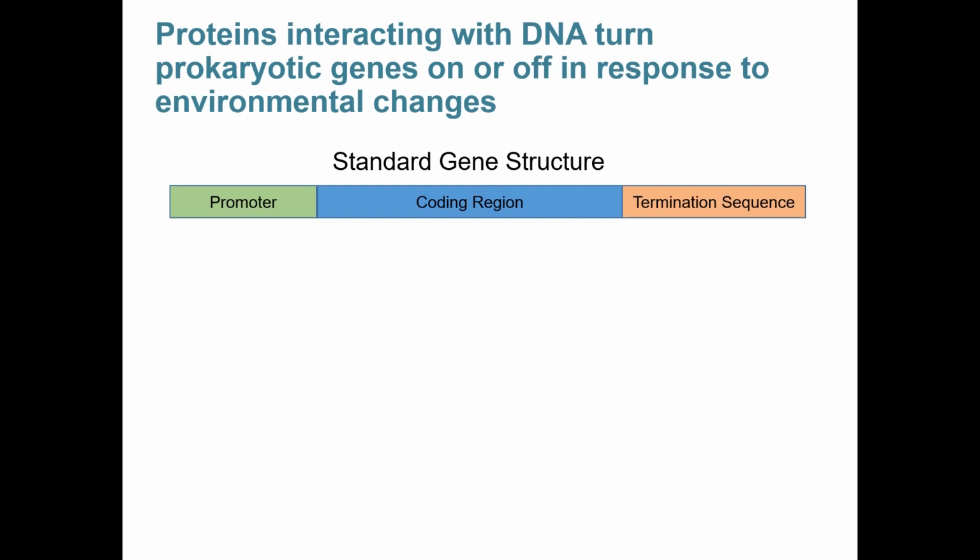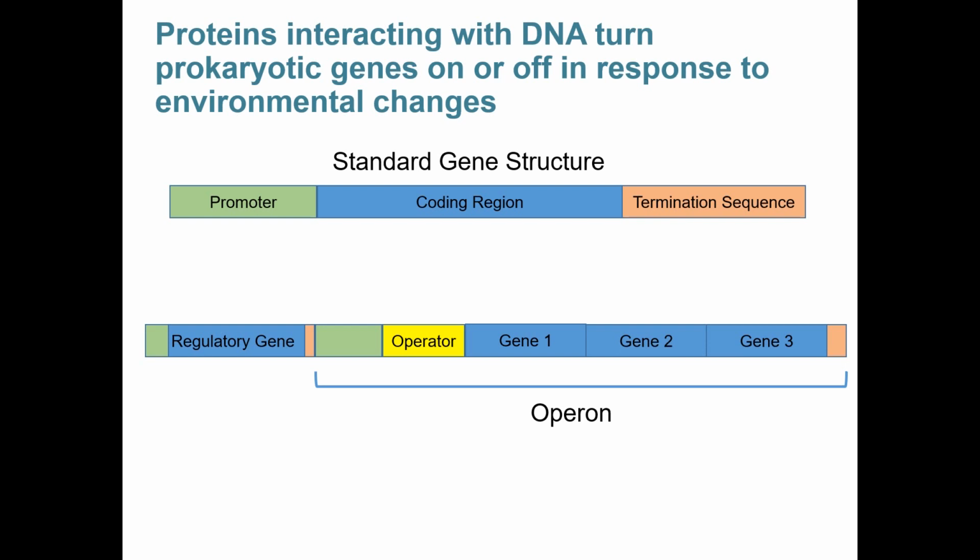Operons have a slightly different structure. They're usually composed of multiple genes that are put together. The first gene is a regulatory gene. This gene has its own promoter, its own coding sequence, and its own termination sequence. And this is going to encode the regulatory protein, which will control the rest of the operon. The operon is then made up of a promoter, multiple coding regions for each gene that is going to be controlled, a termination sequence, and a special sequence called the operator.